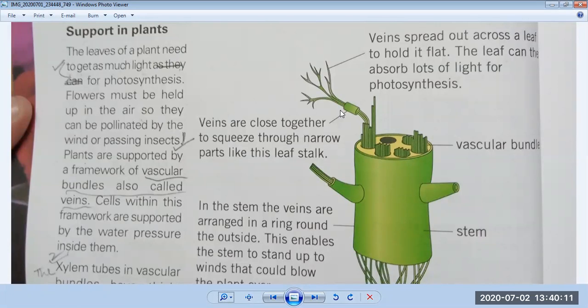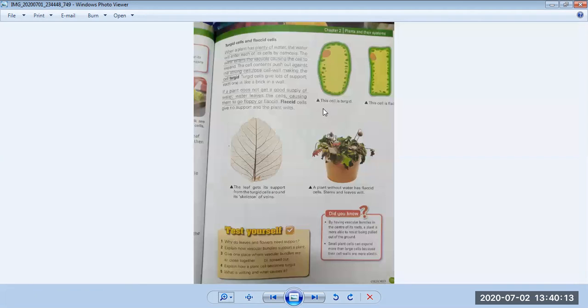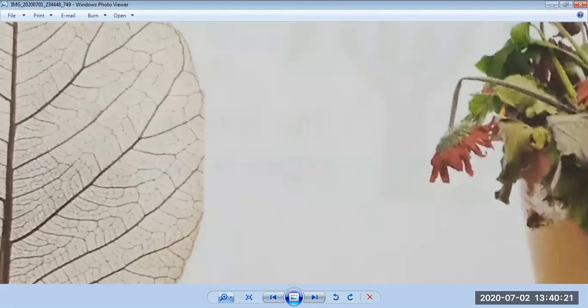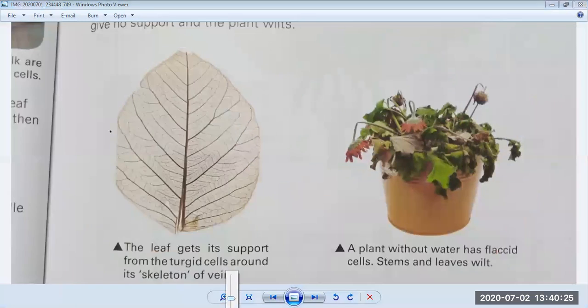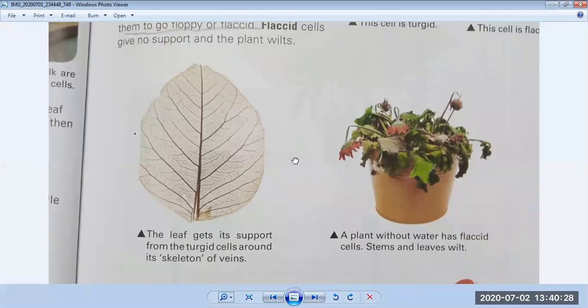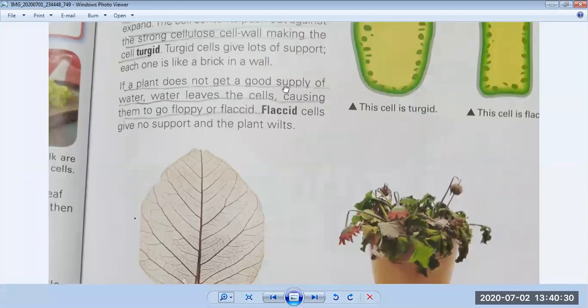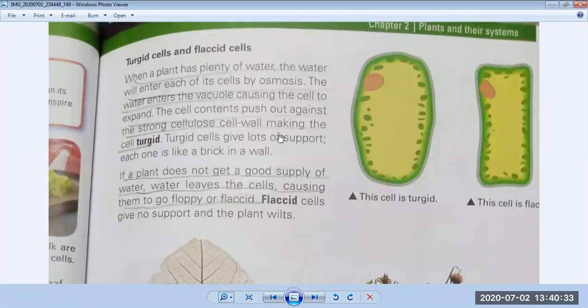Now come to the next page. Turgid cells and flaccid cells. Now we will discuss this, because we are discussing how plants make themselves strong. Two types of cells are produced in the body of a plant, in xylem and phloem. One cell is called turgid and the other is called flaccid.